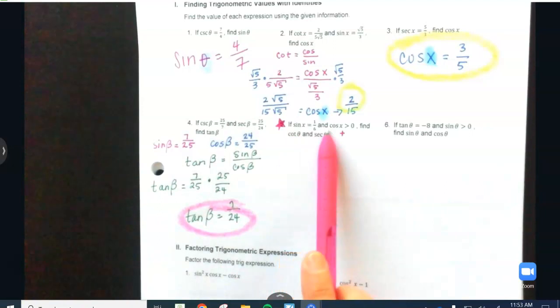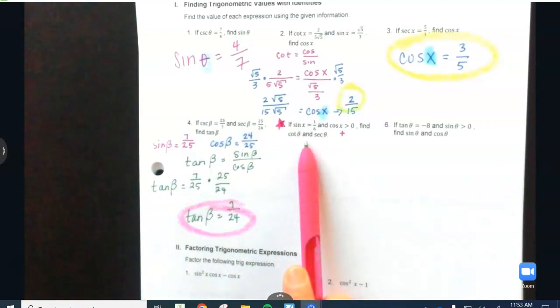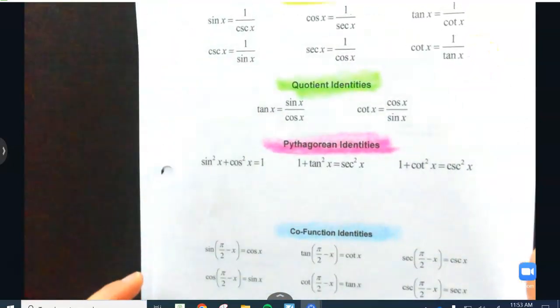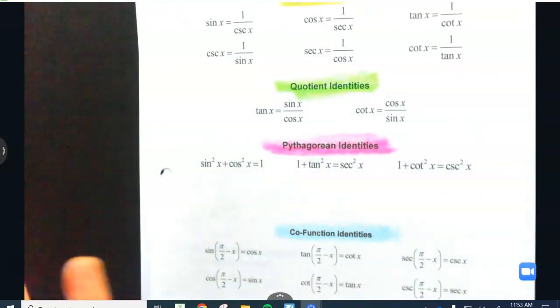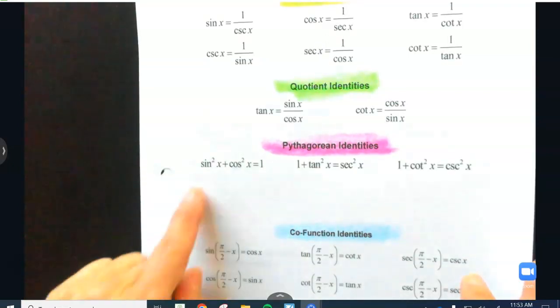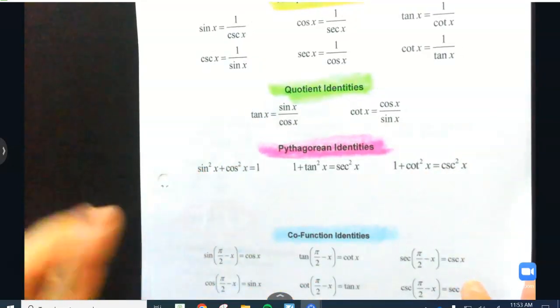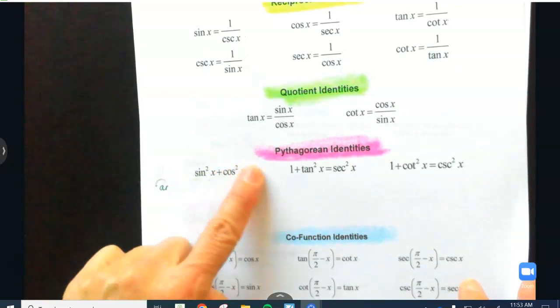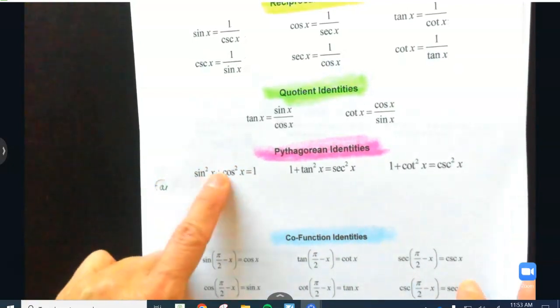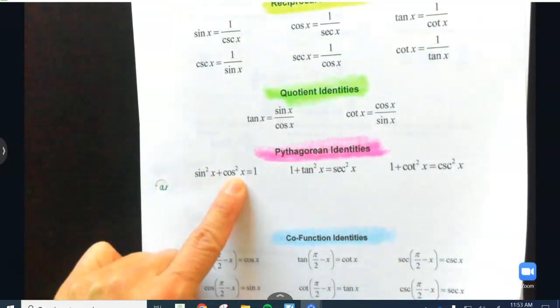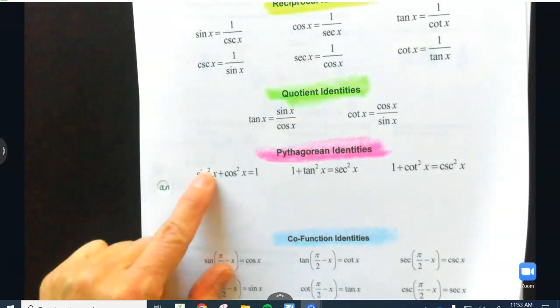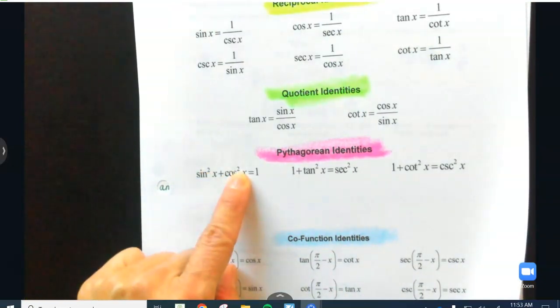Is there anything here that is going to have both of these properties, or both of these trig functions together? Is there anything that I can work with that has both sine and cosine? And right here it is. These are used often. So let's see what happens when I start playing around with this identity. It has sine and it has cosine. Please notice these values are squared.